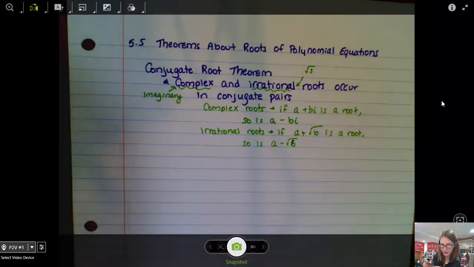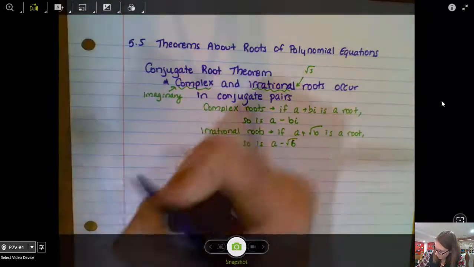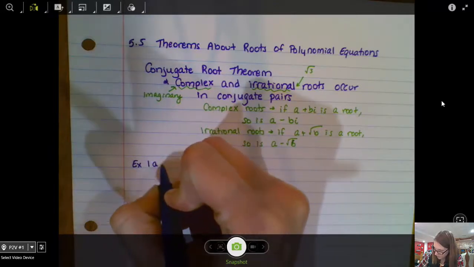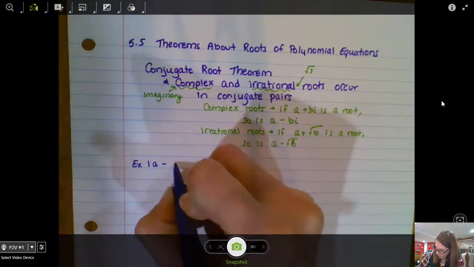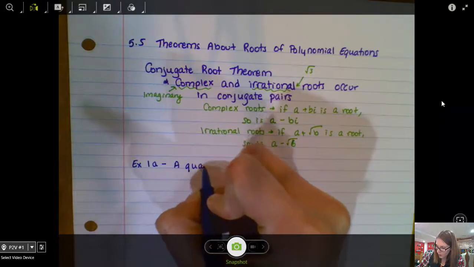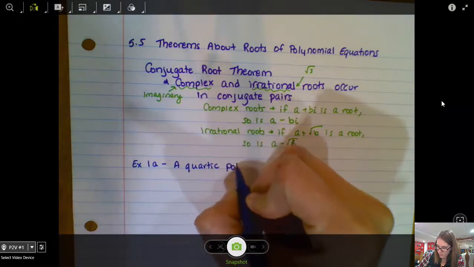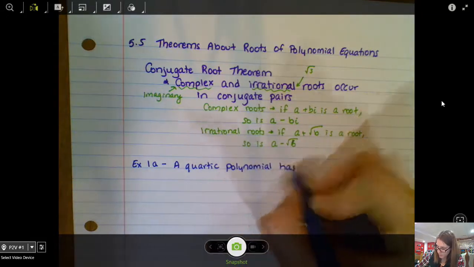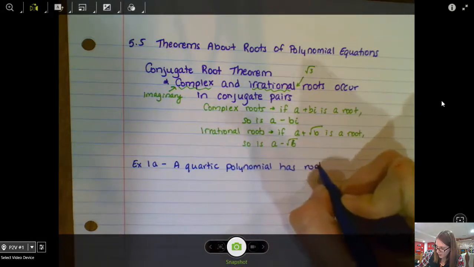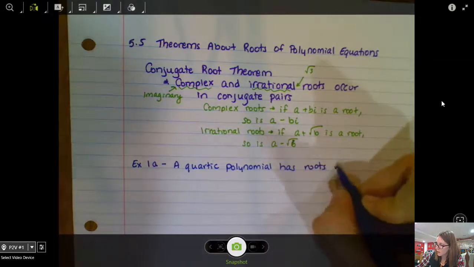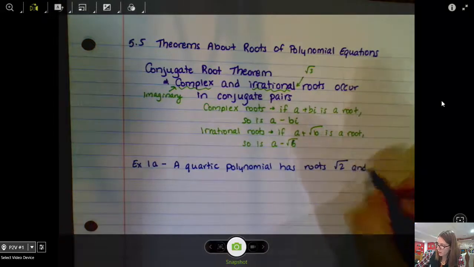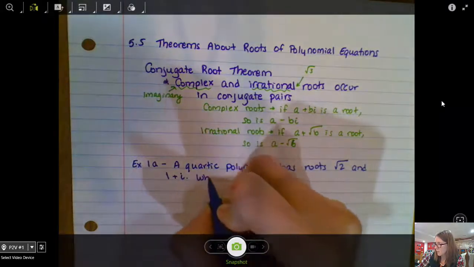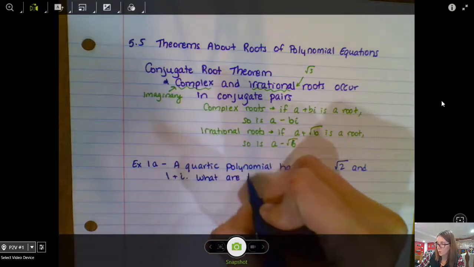All right, so we'll do a couple examples with this conjugate root theorem here. And I'll do two examples here in that same video, both A examples. Okay, so example 1A. We have a quartic polynomial that has roots square root of 2 and 1 plus i. What are the other roots?